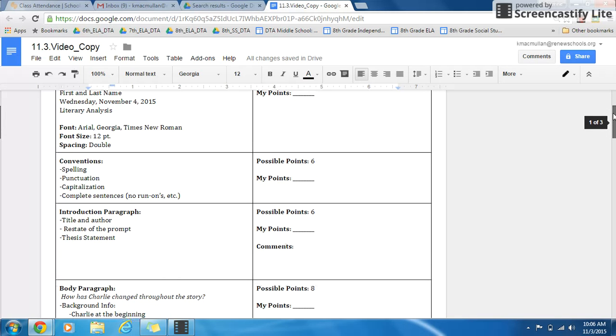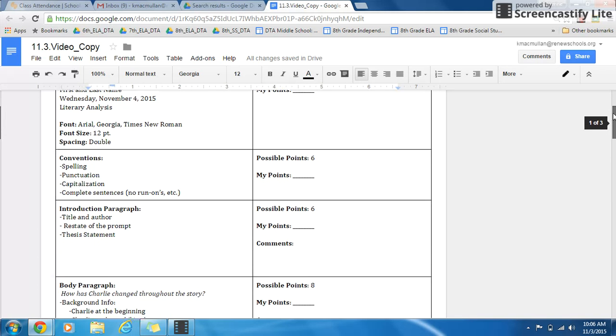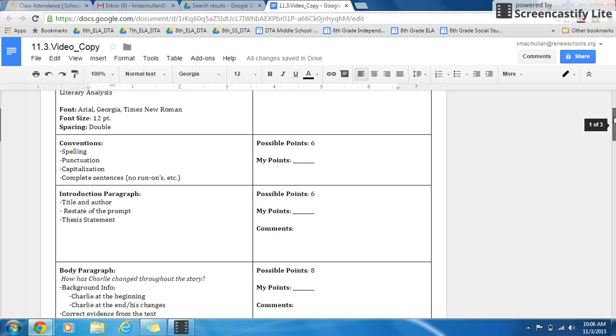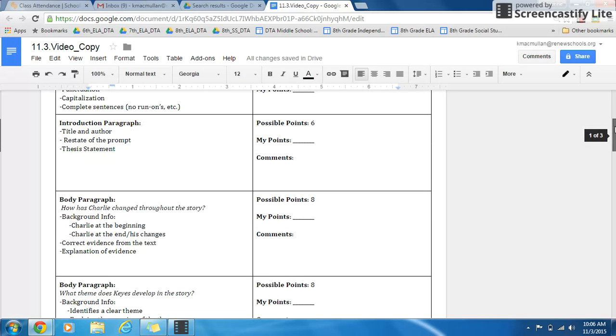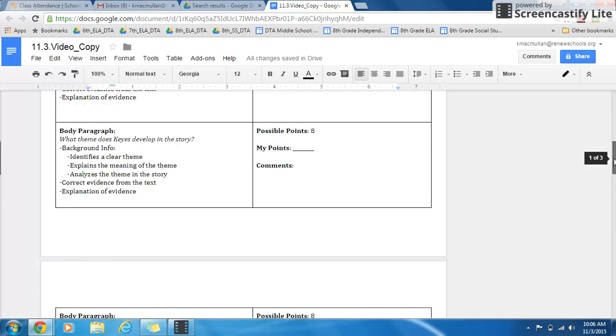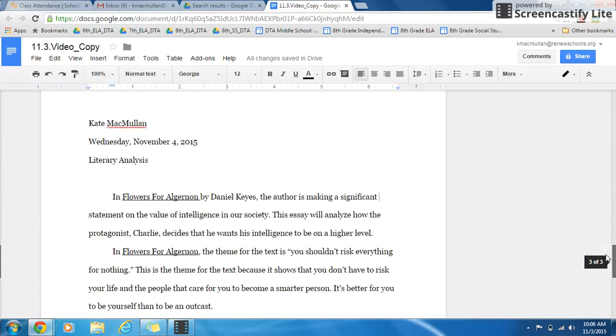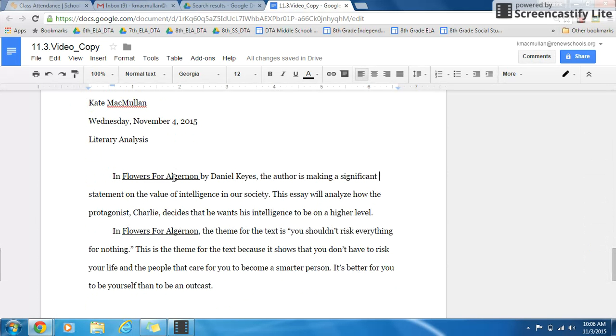I'm going to skip the conventions. That's checking for punctuation, spelling, and capitalization, and focus today on the introduction paragraph and first body paragraph to see how this example looks. So if I were grading this paper, I would take a look at: In Flowers for Algernon by Daniel Keyes, the author is making a significant statement on the value of intelligence in our society. This essay will analyze how the protagonist, Charlie, decides that he wants his intelligence to be on a higher level.